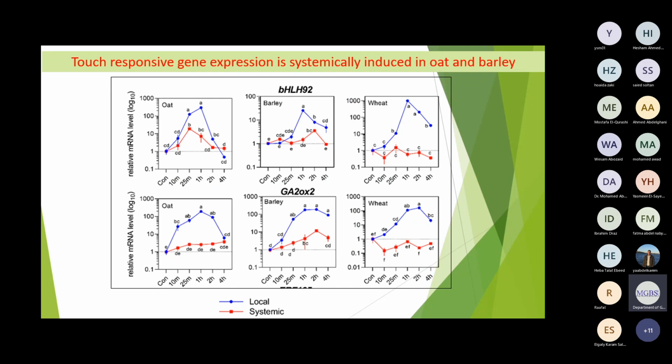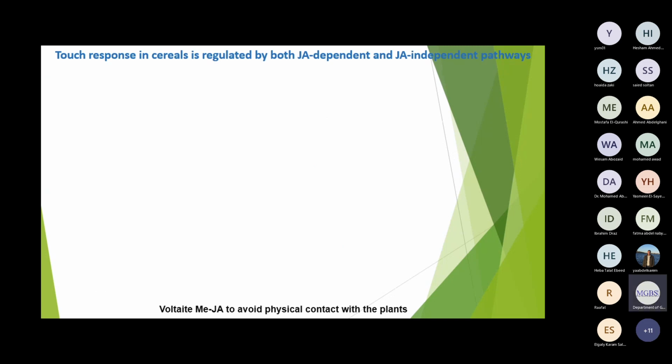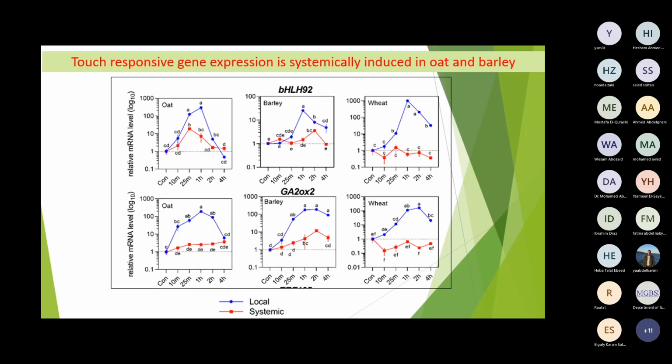So we checked the expression of these genes, and interestingly you see here oat, barley, and wheat. And this blue line shows that there is a significant increase after 10 minutes of touch treatment. Sorry for that. Yeah, so you see here there is an increase in expression of this gene. This gene is considered a touch responsive gene. And the same for barley and for wheat.